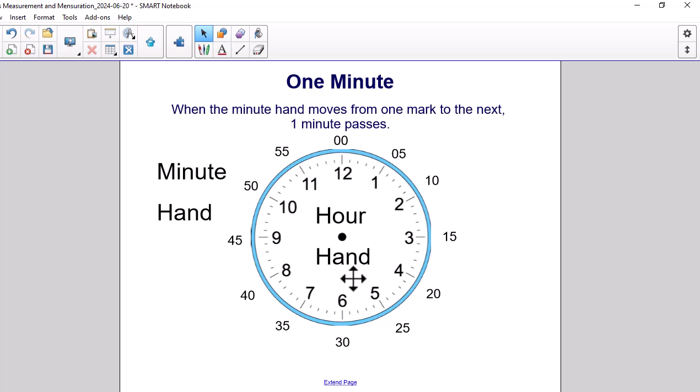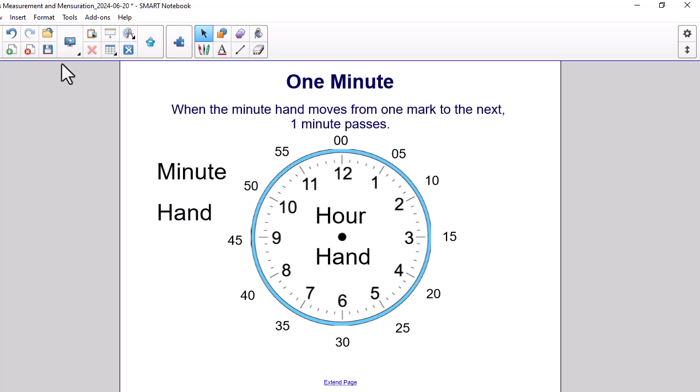So inside the clock, if the hour hand is pointing to the number, that represents the hour. So this would be 1 o'clock, 2 o'clock, 3 o'clock, and so on. If the minute hand is pointing to the number, then we go to outside here and we count by 5s. 5, 10, 15, 20, and so on. That's if the minute hand is pointing to a number.